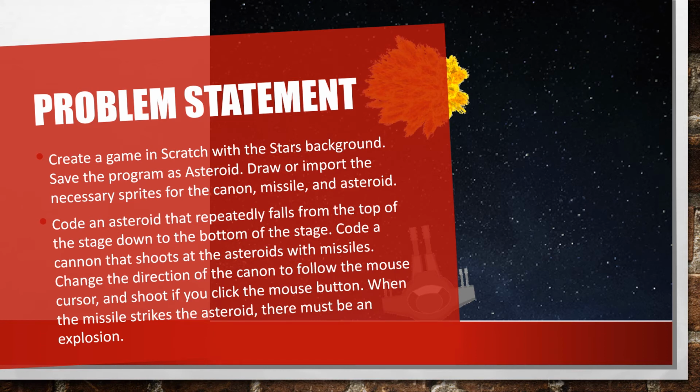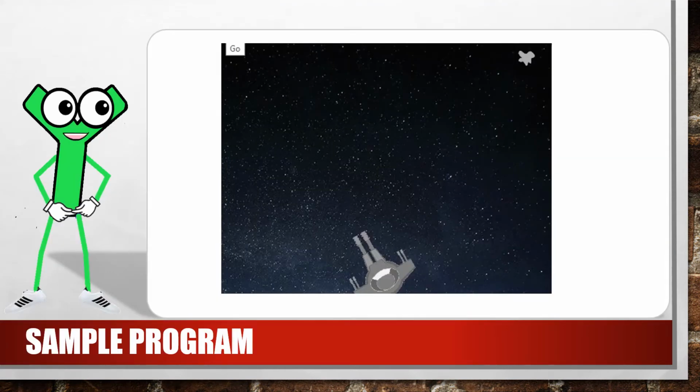Code a cannon that shoots at the asteroids with missiles. Change the direction of the cannon to follow the mouse cursor and shoot when you click the mouse button. When the missile strikes the asteroid, there must be an explosion. Save all the changes to the program. Here is an example of what your program might look like.